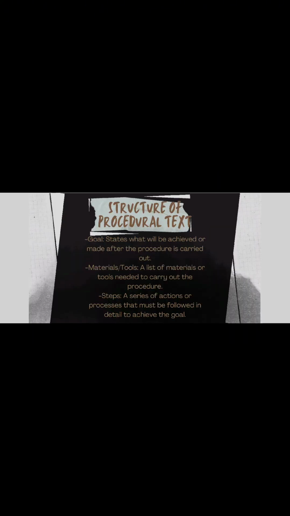The next is the structure of procedural text. The first is goal. Goal states what will be achieved after the procedure is carried out. The second is materials or tools. Materials or tools is a list of materials or tools needed to carry out the procedure. The third is steps. Steps is a series of actions or processes that must be followed in detail to achieve the goal.